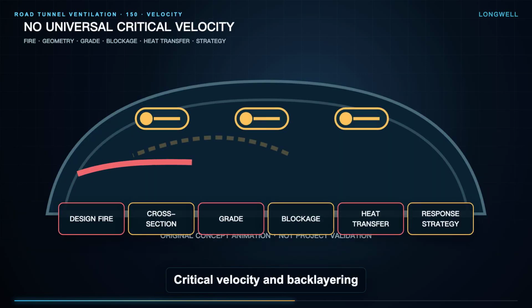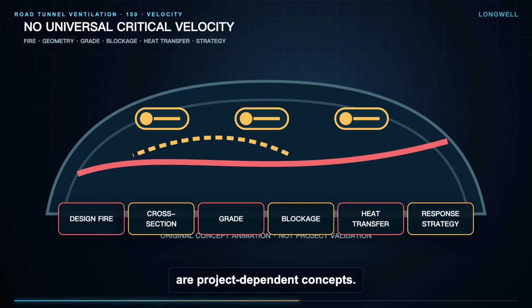Critical velocity and backlayering are project-dependent concepts. Fire size, tunnel cross-section, grade, blockage, heat transfer, ventilation topology, and responder strategy affect the result. Do not publish one universal velocity or assume that more airflow is always safer.